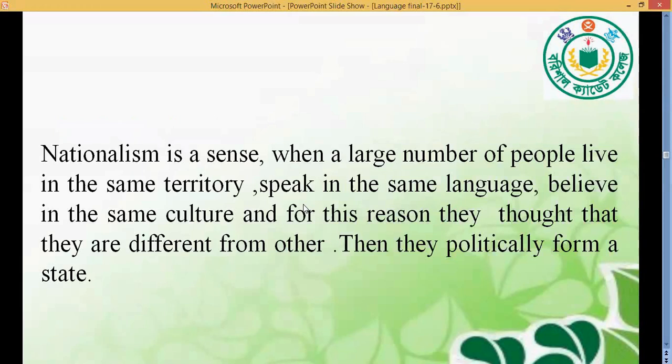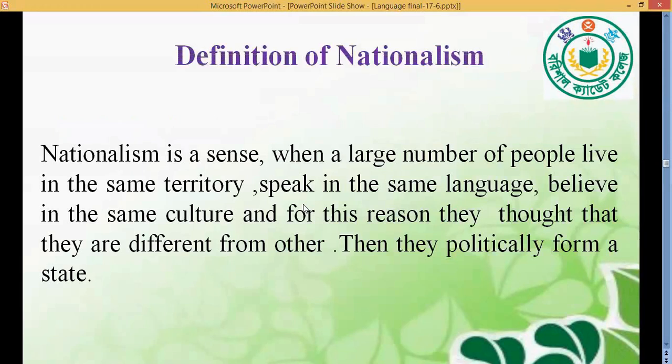Friends, what is the definition of nationalism? Nationalism is a sense that arises when a large number of people live in the same territory, speak the same language, and believe in the same culture, and for this reason, they think that they are different from others. And then they politically form a state.